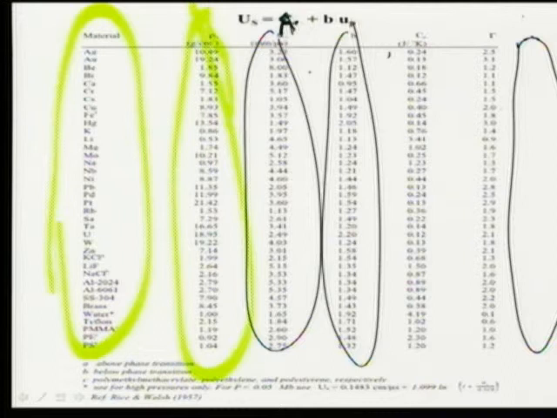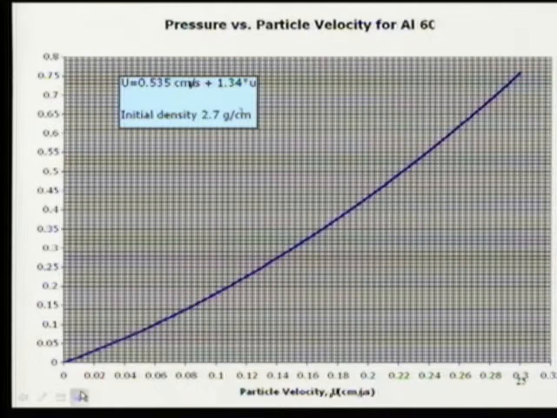But anyhow, we need to get to the point where you're using some kind of graphic program. I use Excel. I know there are others out there. So if you wanted to take aluminum, this is really, I'm sure, 6061-T6. Got cut off there. So it gives the linear Us-up and initial density of 2.7.